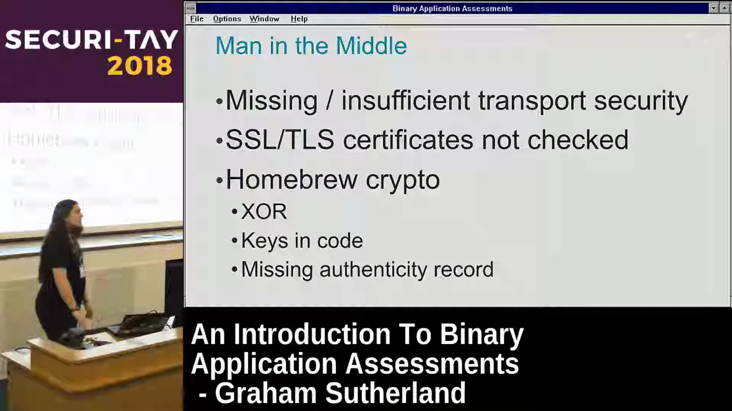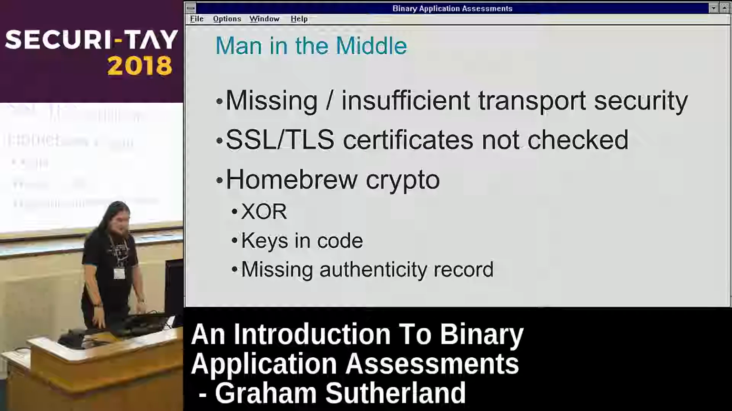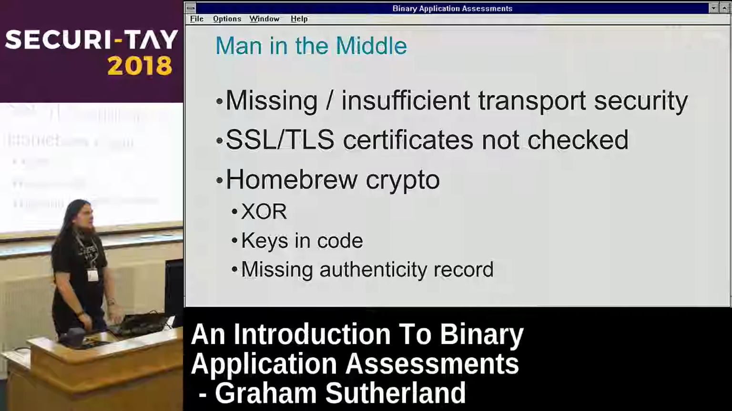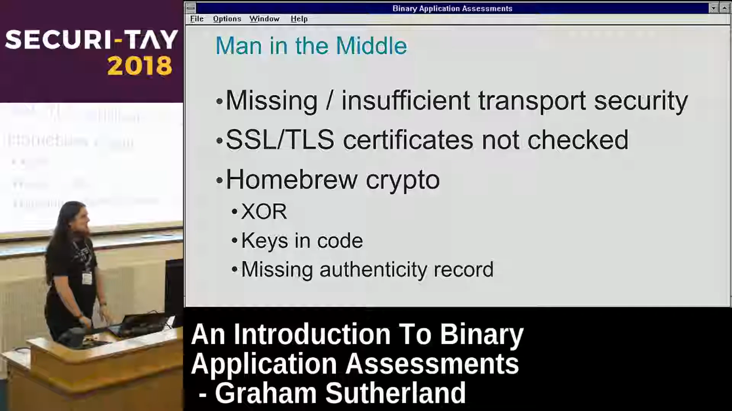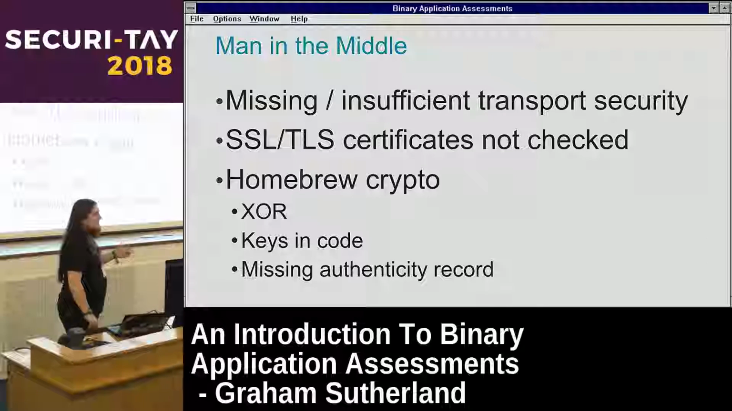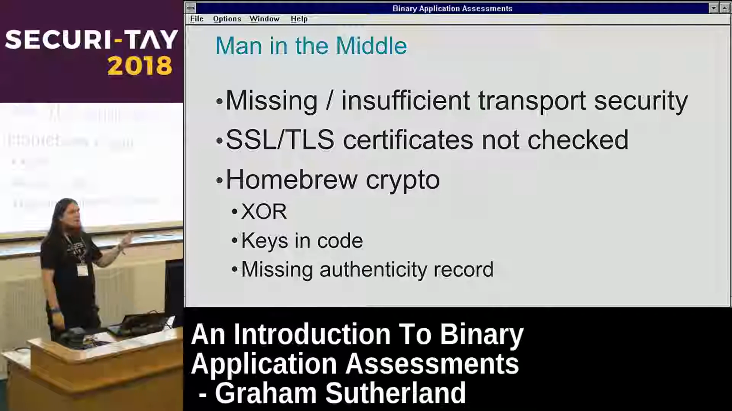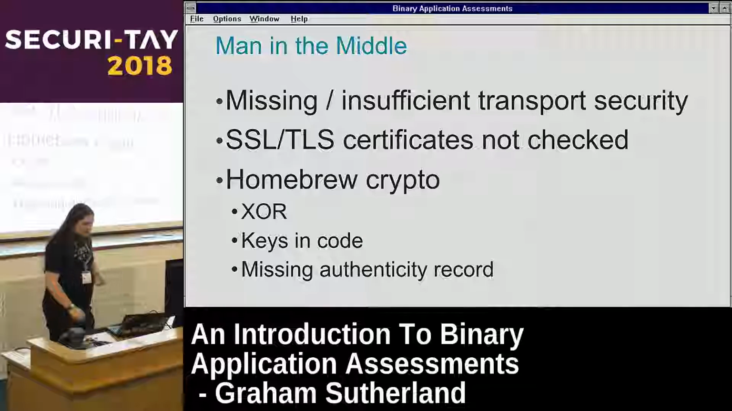And then homebrew crypto, because devs love homebrew crypto. Like static strings in an application that then get XORed with every packet repeatedly, and it's so trivial to break once you know how it works. Or they'll use AES and they'll HMAC every packet, but then the keys for that are static and just in the binary application. So it's like, well, now I know them, you have no security.